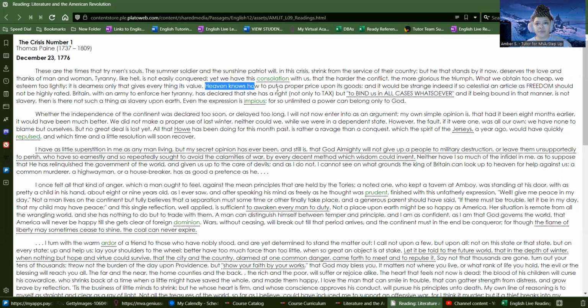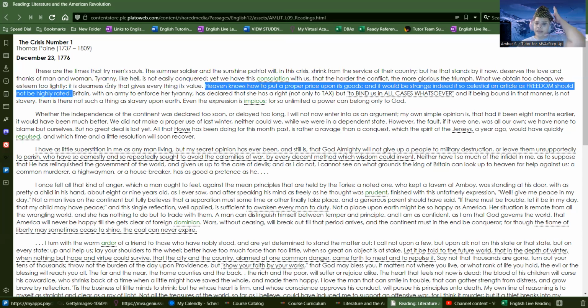Heaven knows how to put a proper price upon its goods, and it would be strange indeed if so celestial an article as freedom should not be highly rated. So at this point, he kind of calls upon some religious discussion here. So heaven, obviously, up above, knows how to put a price on its goods. So he's saying with that sentence that freedom is a heavenly thing, and that obviously it's very valuable because of that. Anything associated with heaven should be highly rated, especially if you are a religious person.